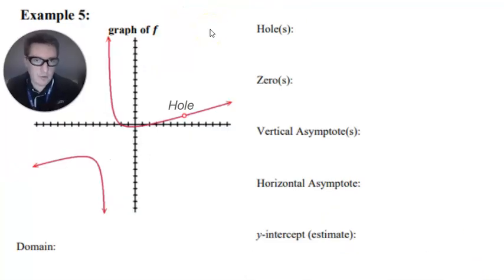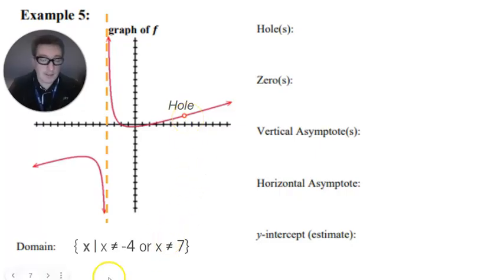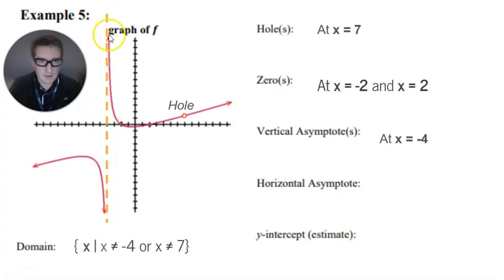Okay, one more example. This one's just a graph, and we don't have any rational function to factor or anything. We can clearly tell that there's an asymptote here at -4, and we also see that there's a hole here at 7. So our domain is clearly that x cannot equal -4, and x cannot equal 7. Where's the hole at? Well, we already said there's a hole at x equals 7. Where are there zeros? Well, I see 2 x-intercepts here, which means we have a 0 at -2 and at 2. Vertical asymptote, already identified at the beginning, -4, that orange dotted line.